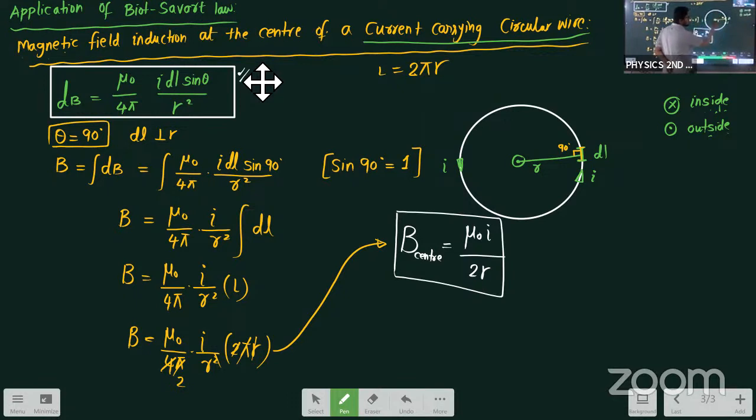That is the reason I have represented it with the dot symbol. Next, I considered a small length element dl. Due to the small length element dl, I wanted to determine the magnetic field generated at the center of the circular current carrying coil. So this is the final expression we got. I hope you understood this expression. Let us move on to the next topic.